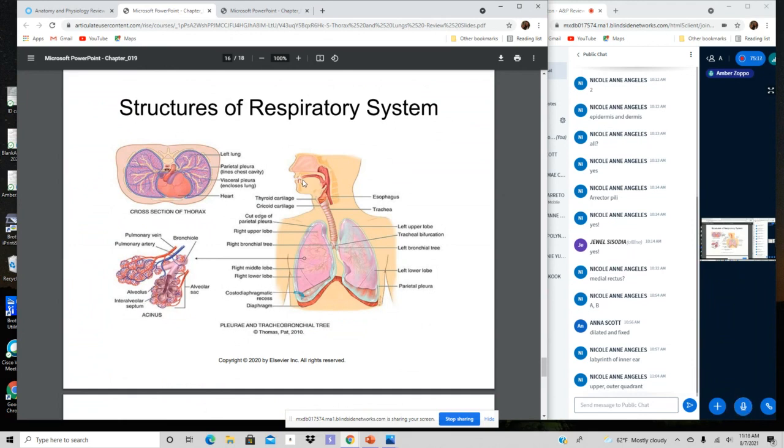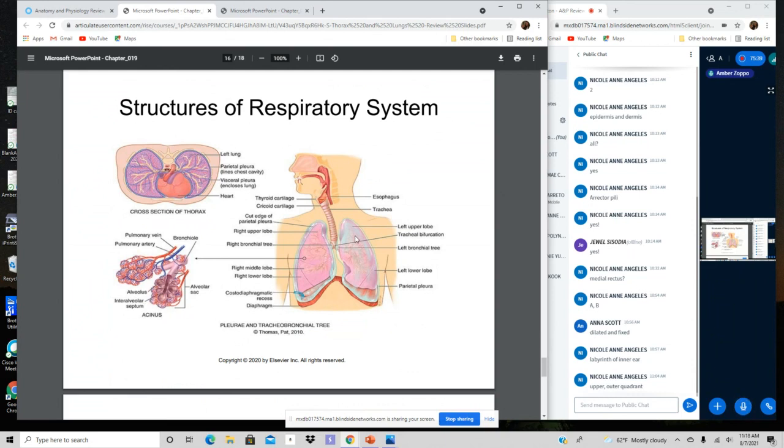And our upper respiratory system consists of our nose, our nasal cavity, our larynx, and our pharynx. From there, it enters the lower respiratory system, and the lower respiratory system consists of the trachea, our bronchial tree, and our lungs. From the trachea, it breaks off into the right and left bronchial tree.